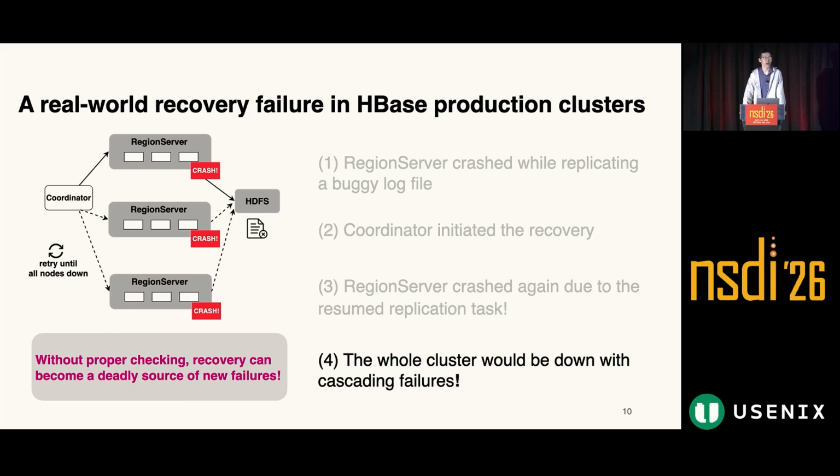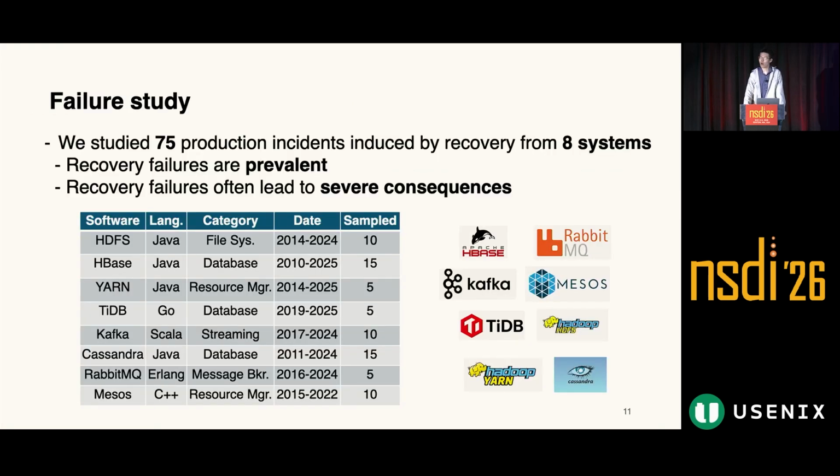So how common are these recovery failures, and why are they so hard to prevent? To answer this, we conducted a study on production recovery failures from 8 popular distributed systems by searching their issue tracker with keywords such as recovery and failover. In total, we collected 75 cases. We found that mature systems still encounter a lot of recovery failures, and they often lead to severe consequences such as service unavailability.